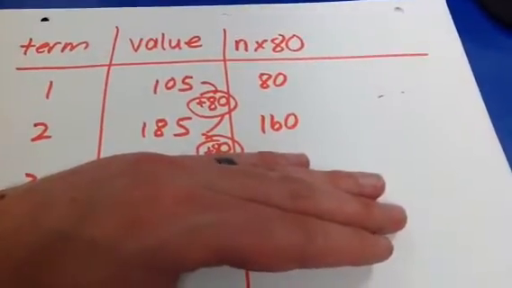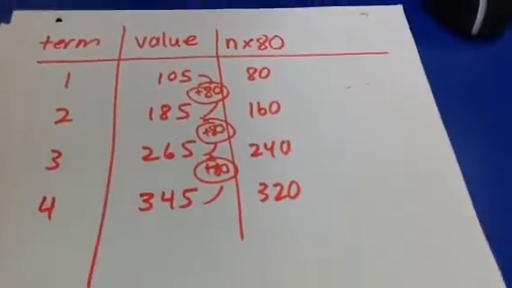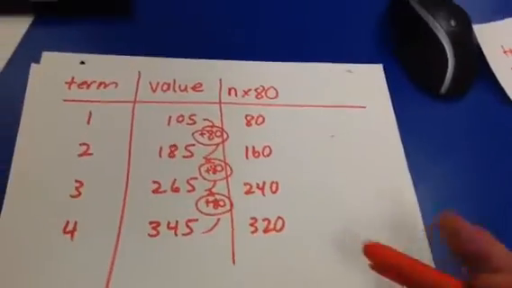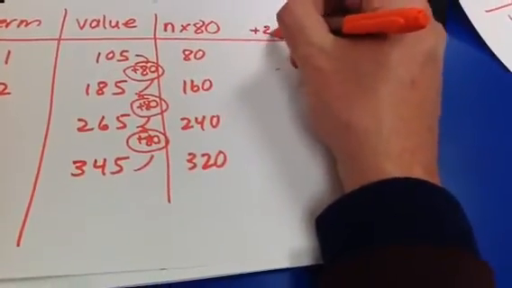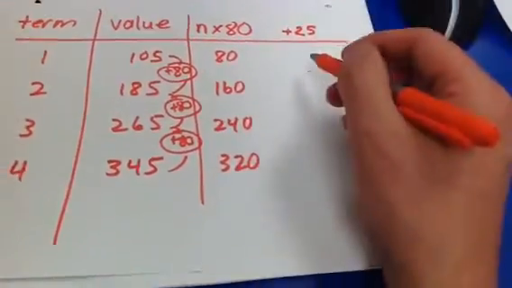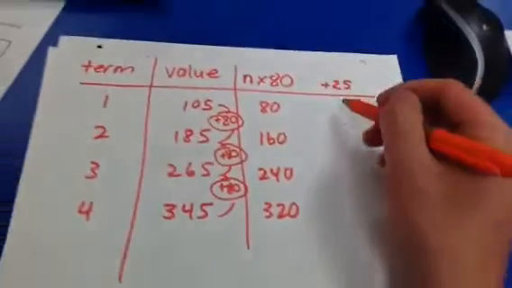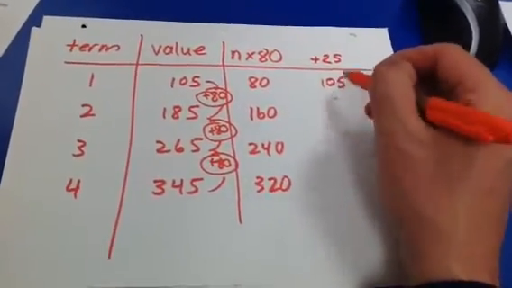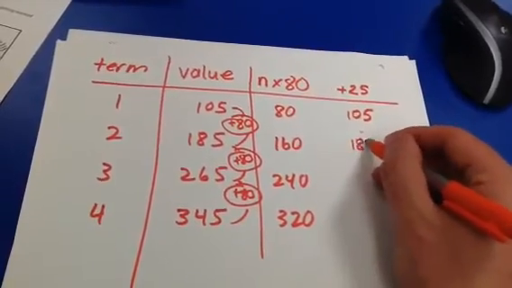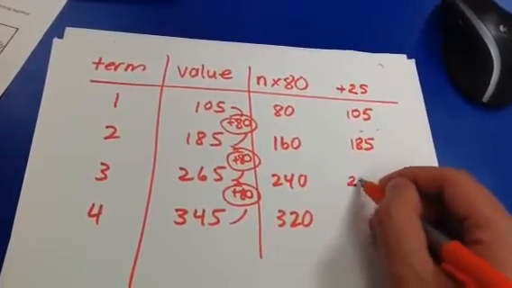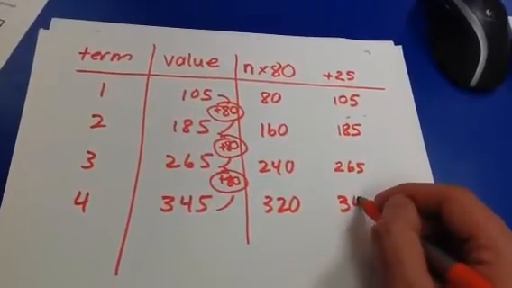For all of them. Now we've worked a lot on recognizing patterns in charts, so that's not too hard for them, and they're allowed to use a calculator for that. So I'm going to put plus 25 up here. So then I encourage them to go 80 plus 25, which is going to now give you that 105 that we're looking for. 160 plus 25, which is 185. 240 plus 25, which is 265. And 320 plus 25, which is 345.